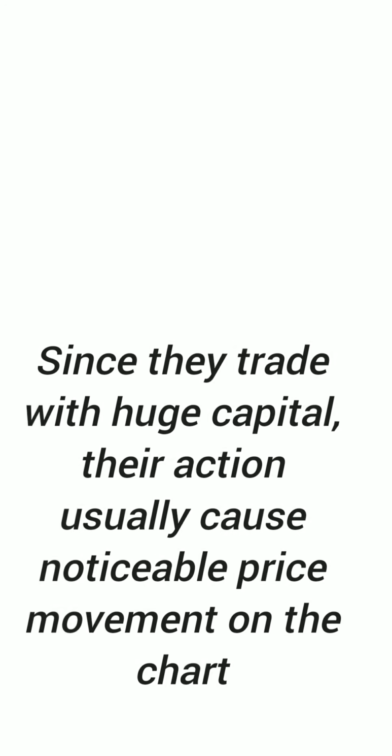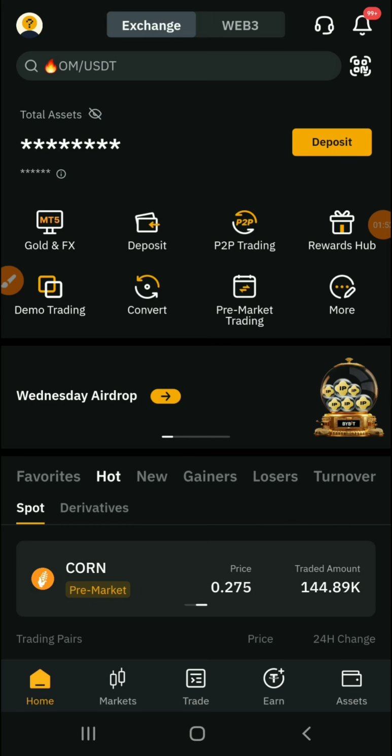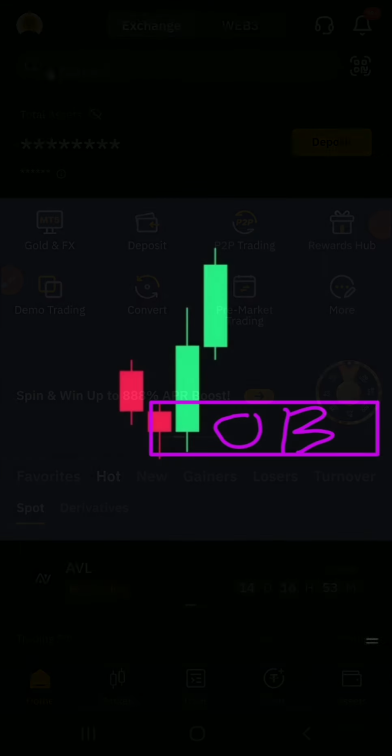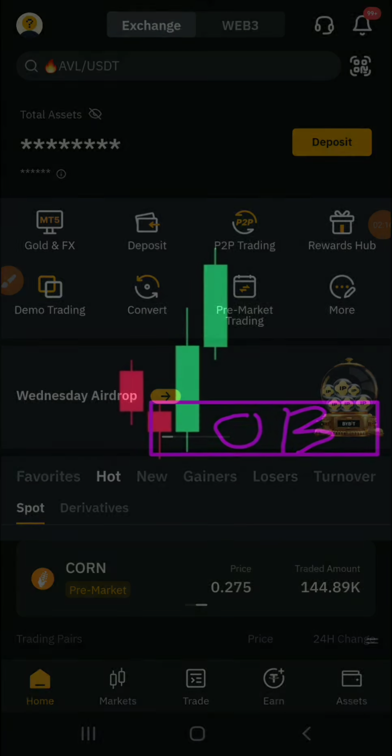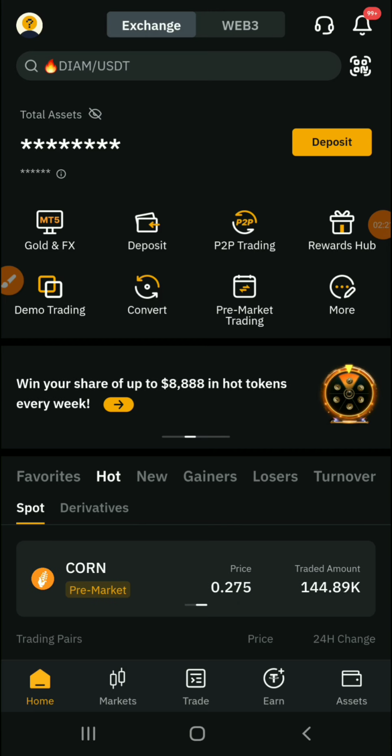Since they trade with huge amounts of capital, their action in the market usually causes noticeable price movement on the charts. So if you notice price moving sharply from one specific area, either on a bullish momentum or a bearish momentum, then it could indicate that smart money has taken a position. The initial area where these trades are executed is known as an order block. I'm going to show you what an order block is later in this video.